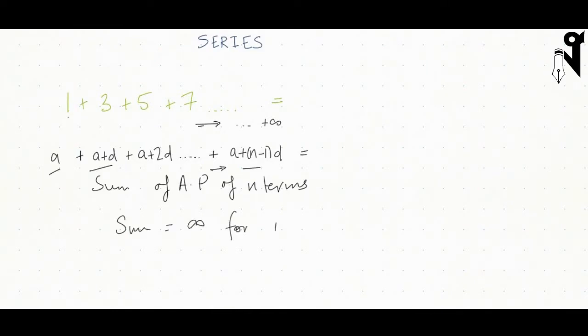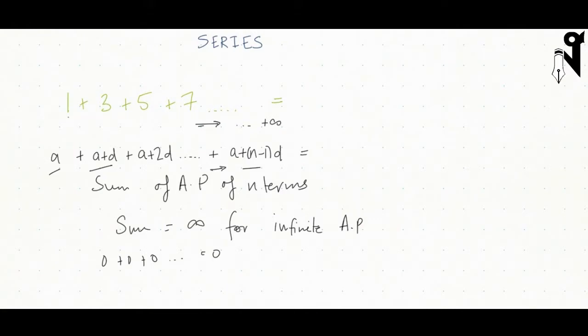This is for infinite AP. Alright, only in one case where both a and d are 0. So if both a and d are 0, we just have 0 plus 0 plus 0, that is 0. But in any other case, the sum is going to be infinite.